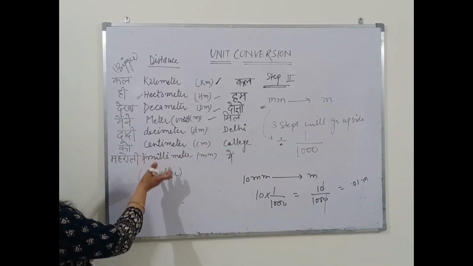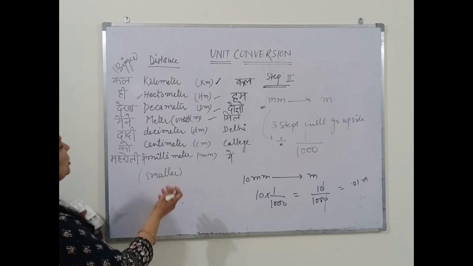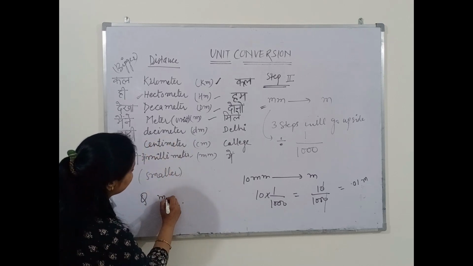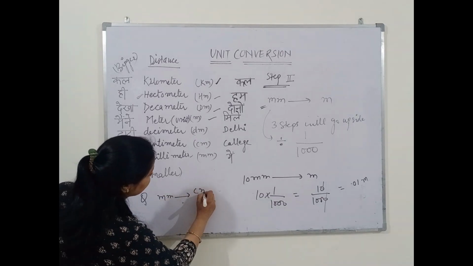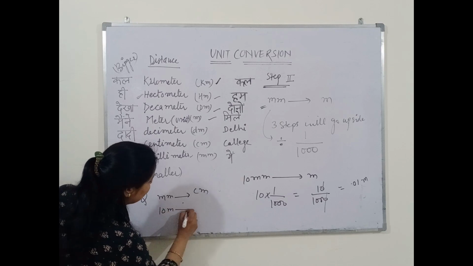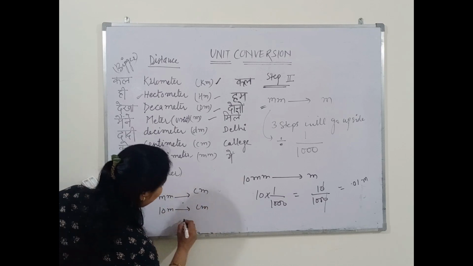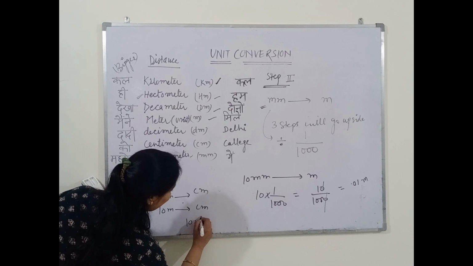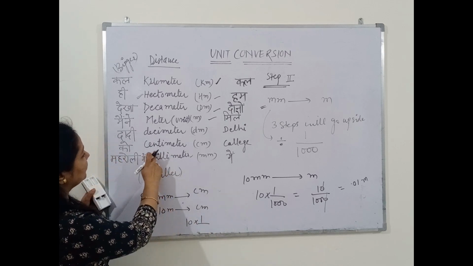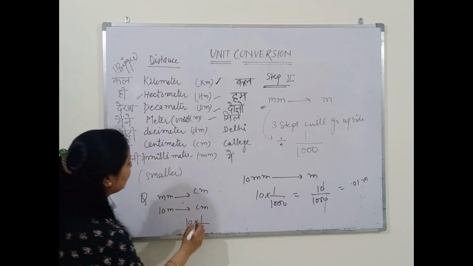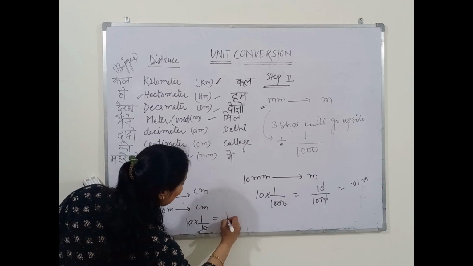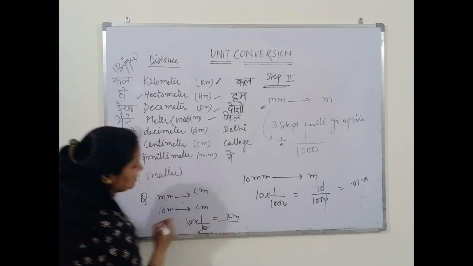So many questions do not depend on millimeter to hectometer or decameter. You can convert millimeter to centimeter also. Another example, millimeter to centimeter. Only one step will go upside. So 10 millimeter into centimeter, then we have to divide by this value. Centimeter is one step, so 10. So 10 millimeter will be 1 centimeter.